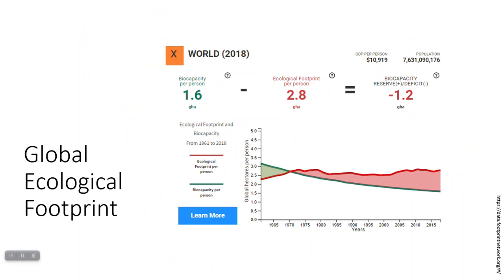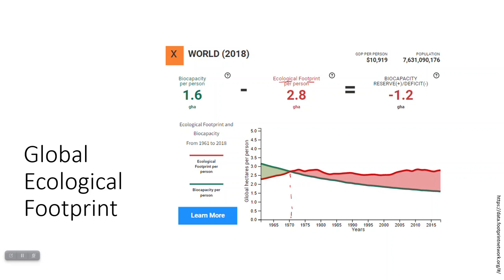And one thing that I found really interesting on this website is this nice graph that was showing the biocapacity of the planet per person, which is how much land it takes to support an individual person, versus the ecological footprint per person, which is how much land is required to support the resources an individual actually uses. You'll notice that up until about 1970, it looks like the biocapacity per person was higher than each person's ecological footprint, meaning that the planet was able to sustain those people.